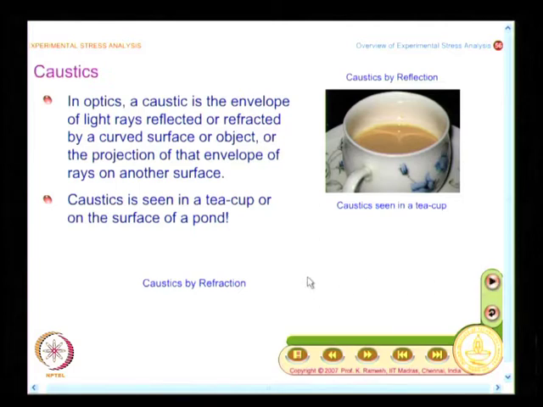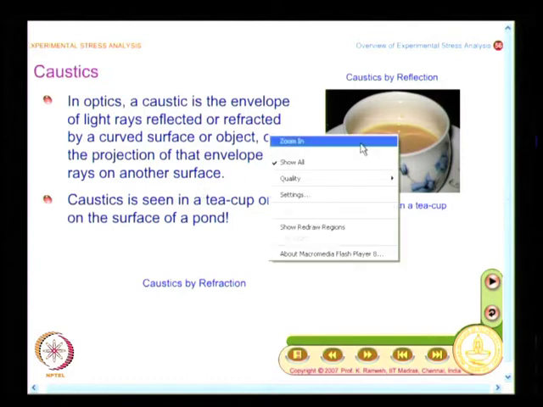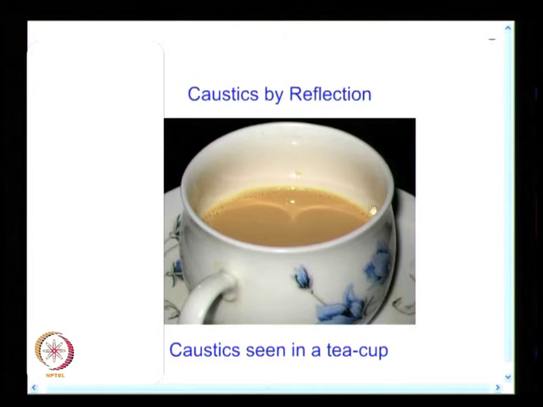What I want to mention here is caustic is the envelope of light rays reflected, that is what we had seen earlier in the beginning of the course. It can also be refracted by a curved surface or object, or the projection of that envelope of rays on another surface. So, what you see here is a caustic by reflection, a teacup, and because of this curved nature and with appropriate lighting, light hits on this curved surface and gets reinforced, and you see a silver line as a cusp.